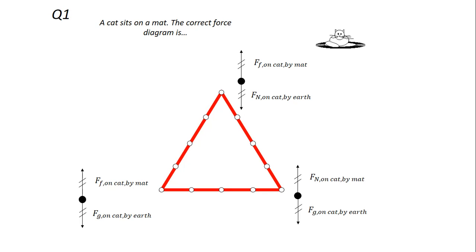The first one, a cat sits on a mat. Which of these three force diagrams is correct? Pause the video here if you need to. I'm going to move on to the next question.